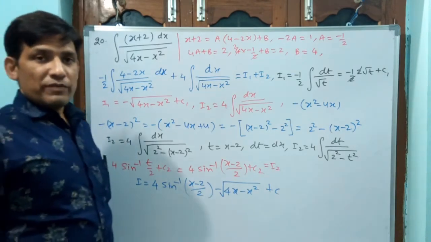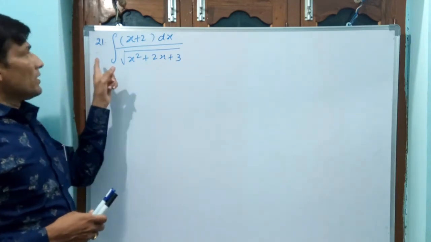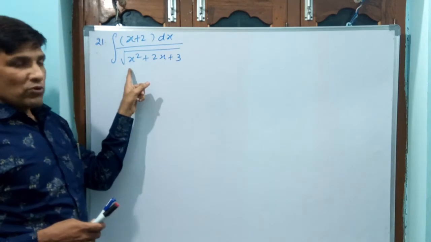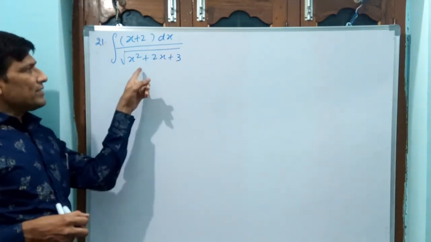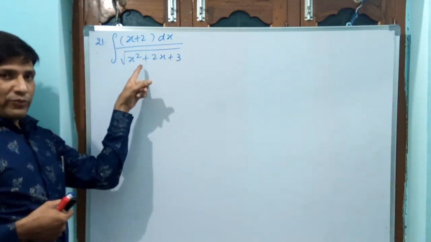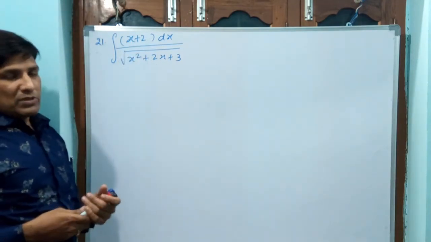Take this, we will go for 21st question. Okay. See question number 21. Integral x plus 2 dx divided by square root of x square plus 2x plus 3. Okay. First of all, see whether if you take this, is this dt? X square plus 2x plus 3, if you differentiate this, 2x plus 2 will come. But here x plus 2 is there. 2x plus 2 is not there.